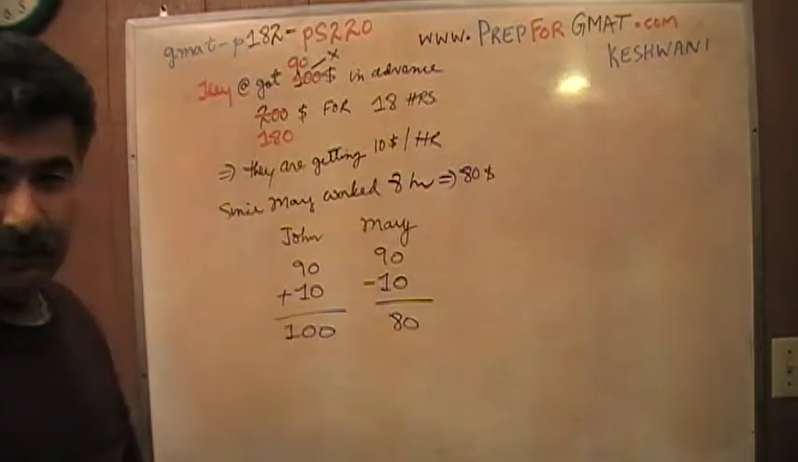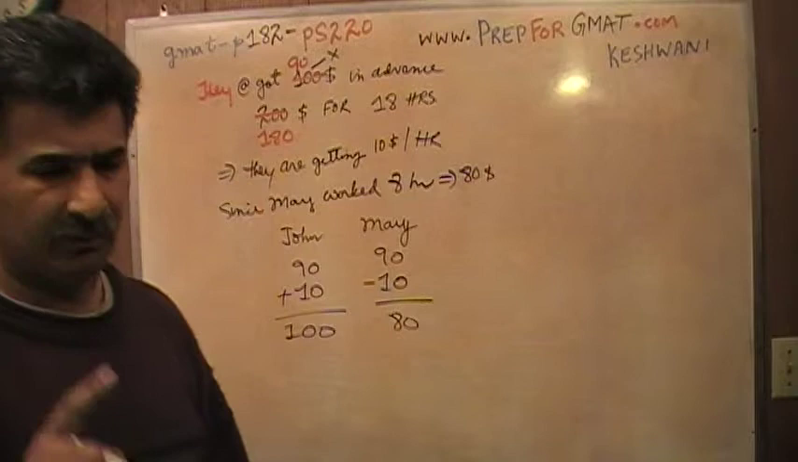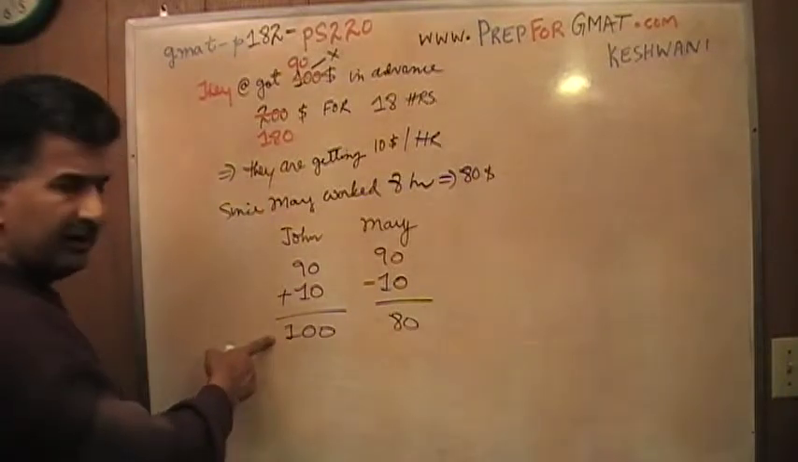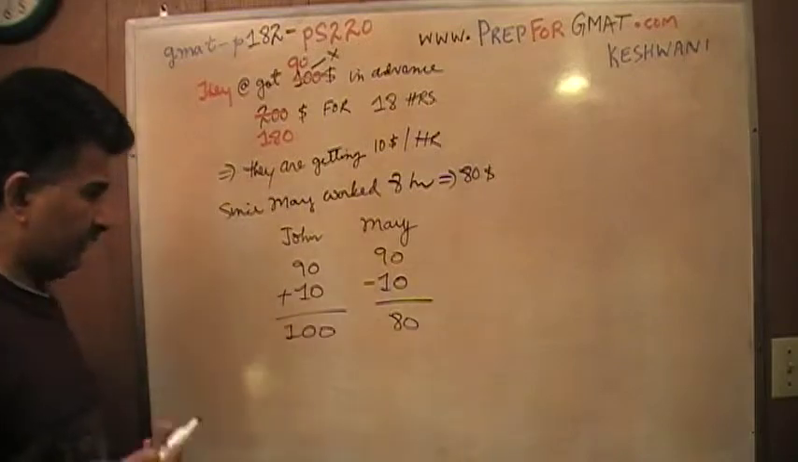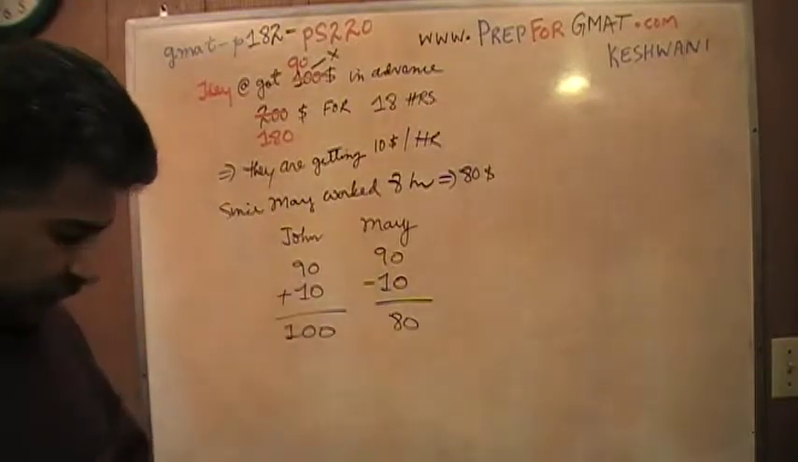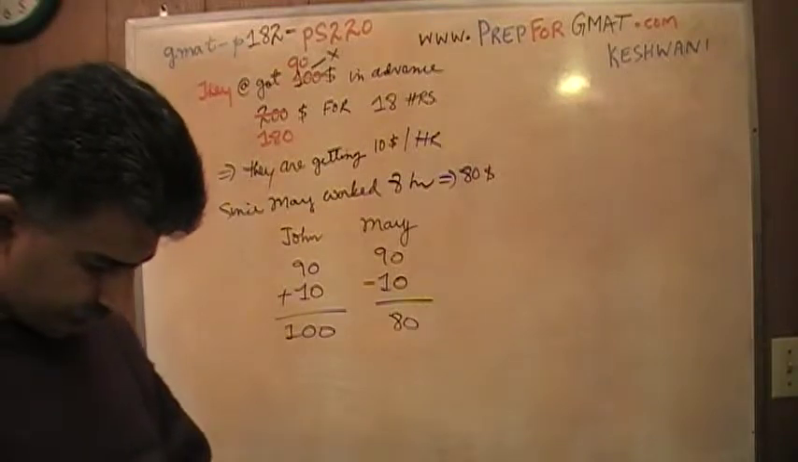Of course, in the real exam, I'm not going to write all of this. I'm just going to think about it. That's all, I'm just showing it to you. So now he gets $10 an hour and she gets $10 an hour. Everything is fine.